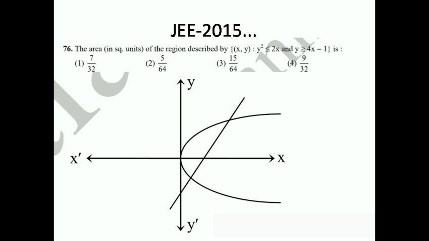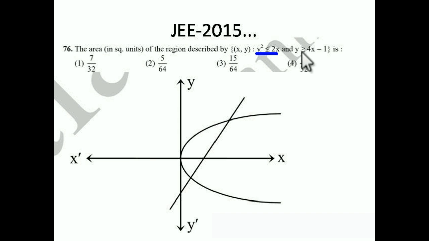Let's take the first equation: y square is equal to 2x. This is the equation of a parabola, with origin 0 comma 0. Then y is equal to 4x minus 1. How are you going to draw this line? This is a linear equation, a line's equation.